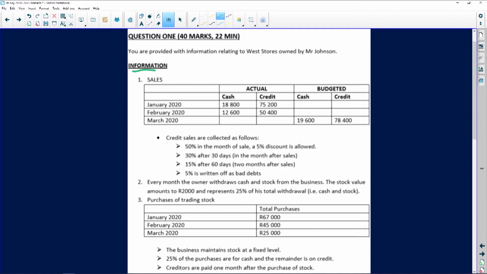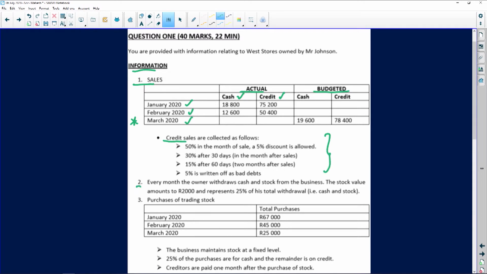So the first bit of information in front of me is sales, and I notice they're giving me the sales for January, February, and the month of March. As you can see, there's actual as well as budgeted, and sales has been split into cash sales as well as credit sales. January and February have happened, and we're now trying to forecast what we expect to happen in the month of March. Then they tell me how credit sales are collected. Again, we'll get to that later on.